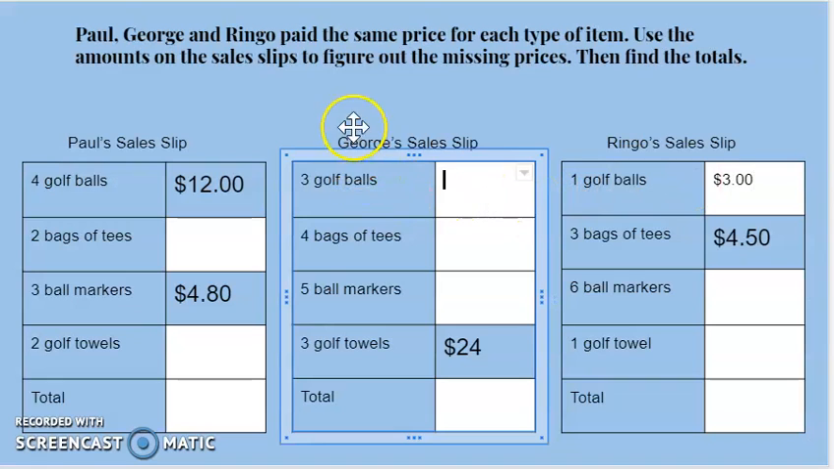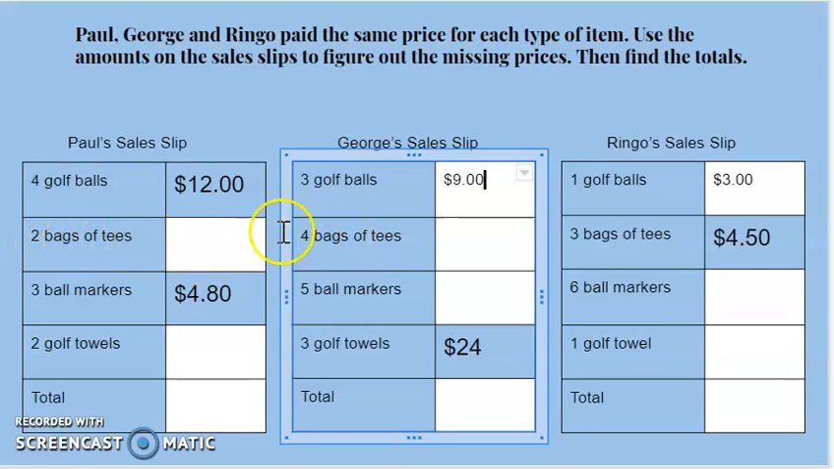And here I see George. He bought 3 golf balls. So if you got 3 golf balls and each one cost $3, how much did George spend on those golf balls? Did you figure it out? 3 golf balls at $3 a piece, that would give us $9. We would just add 3 times, or we could think of it as 3 times 3, and that'd give us 9.